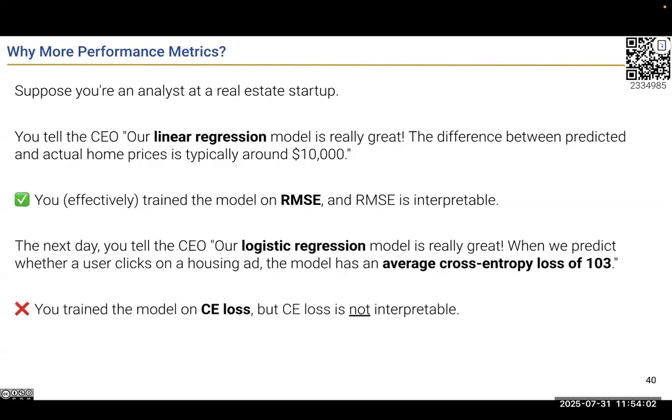There's no context, there's no interpretation. So although you fit the model over the cross-entropy loss, it itself is not interpretable. So when you report this, no one's going to know if this is a big or a small error, and how to put this in context. So we need some other metrics that are more interpretable to report.